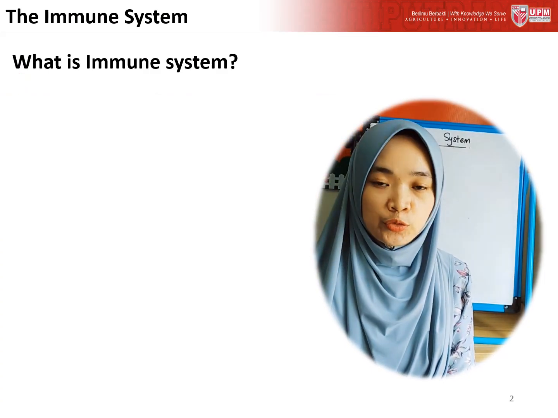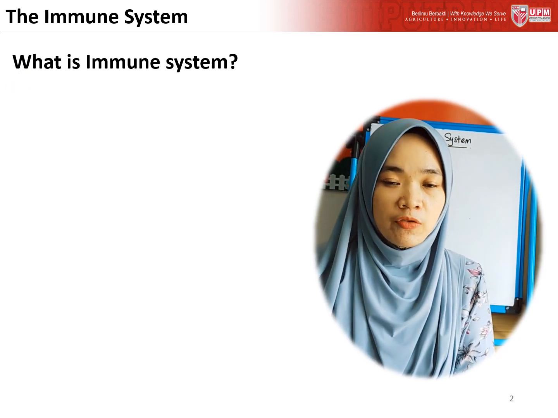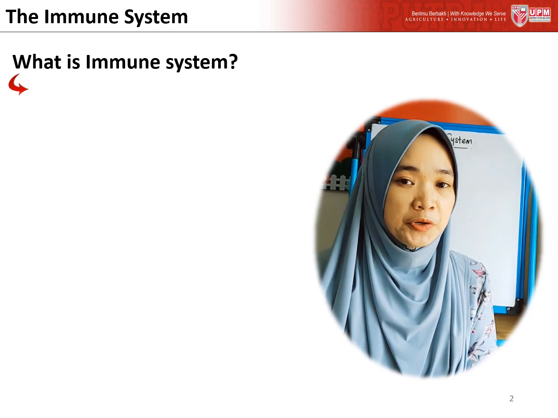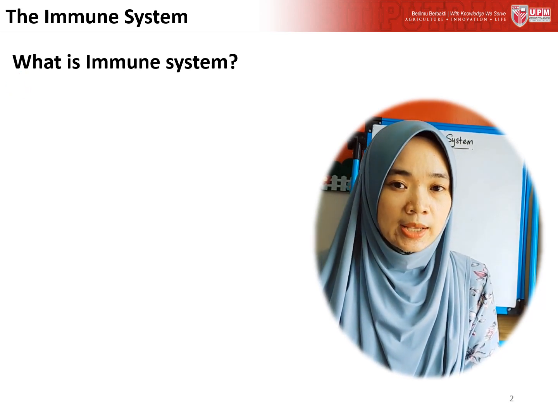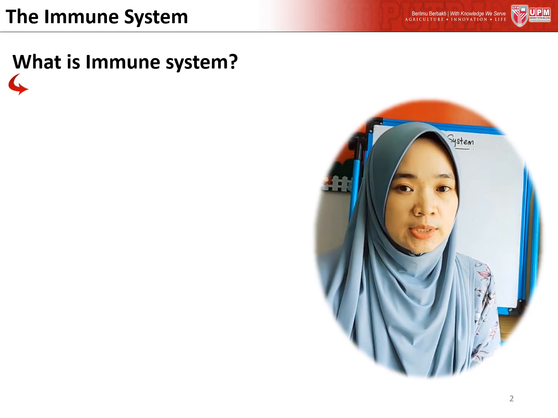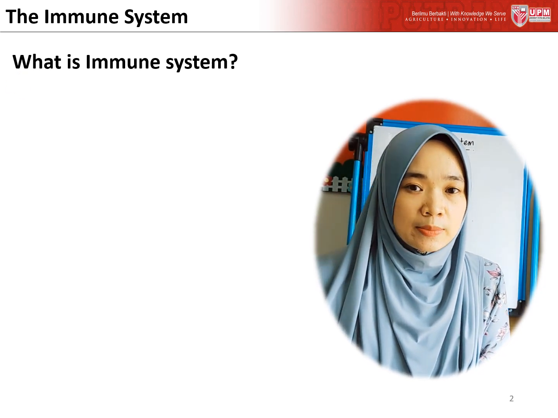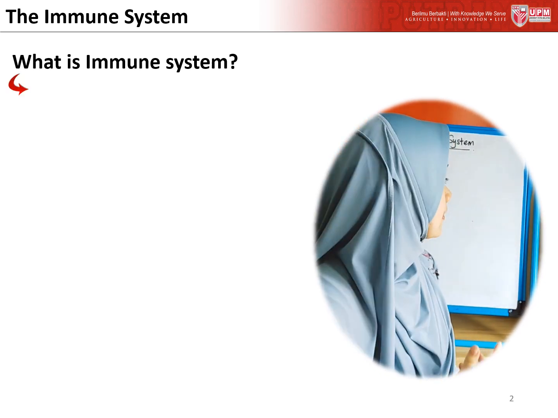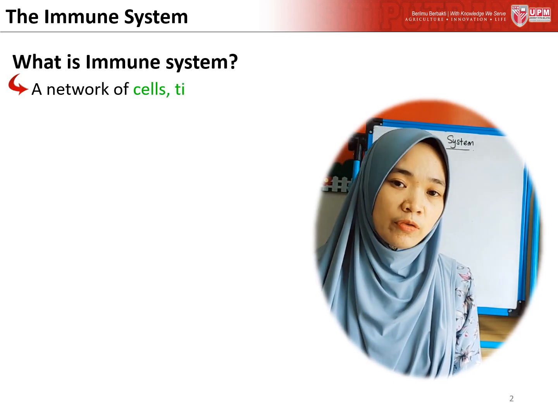Okay, let's move to our next subtopic, which is the immune system. We have discussed the lymphatic system, which is the system that produces lymphatic cells or lymphocytes. They include the organs and tissues that produce the cells to defend our body. So the process of defending our body from the attack of pathogens is under the immune system.